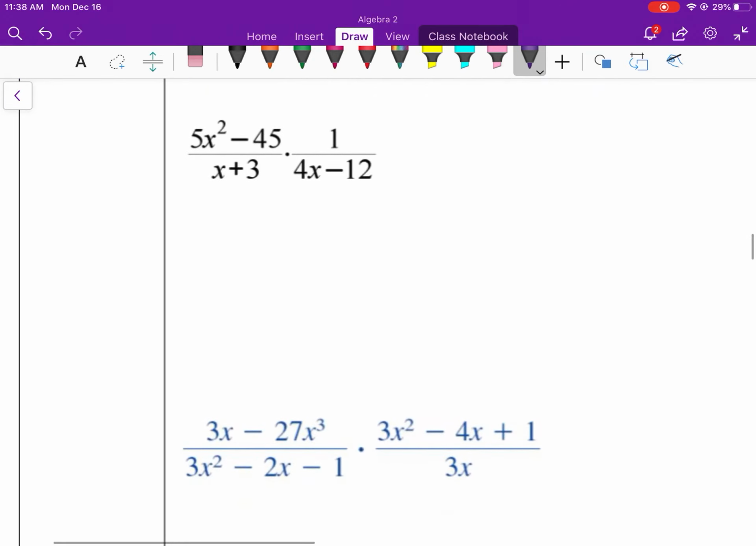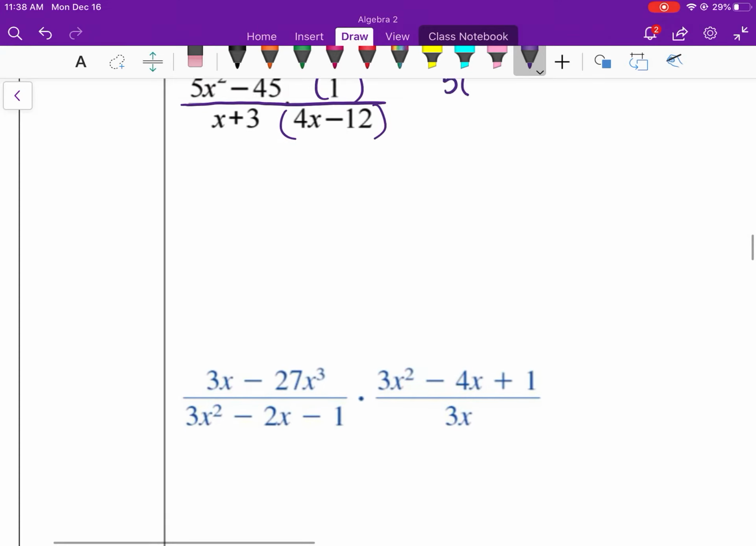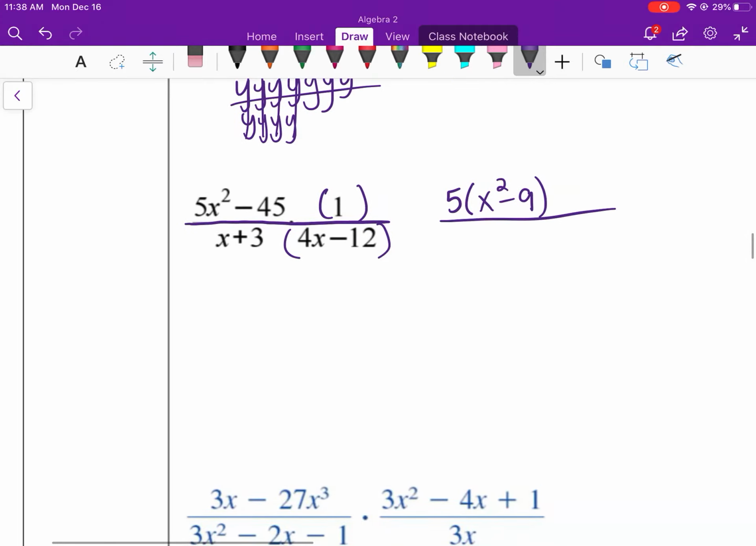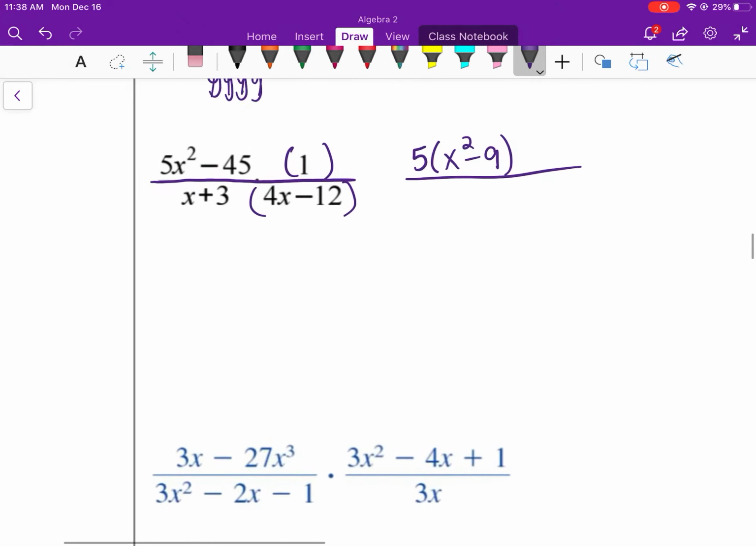Okay, if we're multiplying a little bit more complex rational functions, we're just multiplying across. So essentially, you can make this one big fraction and just say, okay, I have multiplied this across. Then I'm going to simplify each one. So 5x squared minus 45, I can start by taking out a 5. And then I'm going to get x squared minus 9, and times 1, I don't really need to write that.